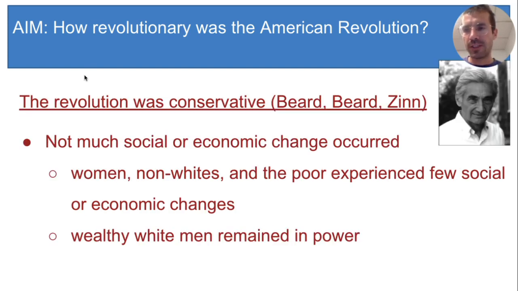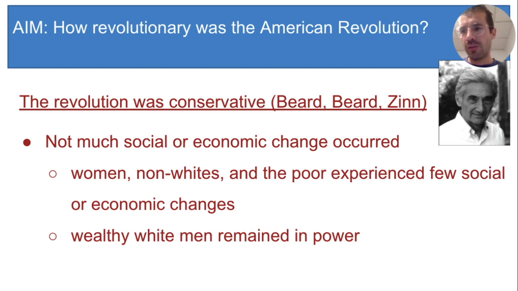Here's what the conservatives say. They believe that even while throwing off British rule, the Patriot leaders actually conserved or held on to many of the old ways. These historians admit that we got our political independence from England, but they argue that there was not much significant social or economic change for most people. And in fact, what really happened, they say, is that one group of rich white male American leaders like George Washington and Thomas Jefferson took over from another group of rich white male leaders like King George and the members of the British Parliament.